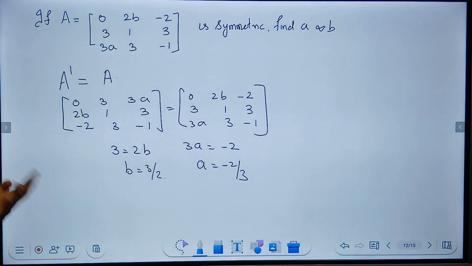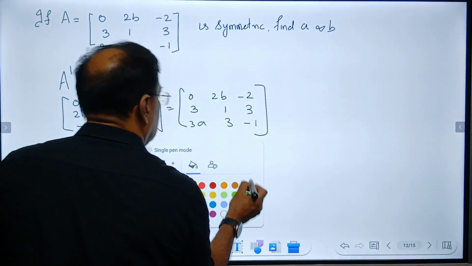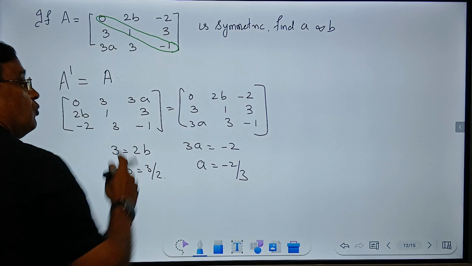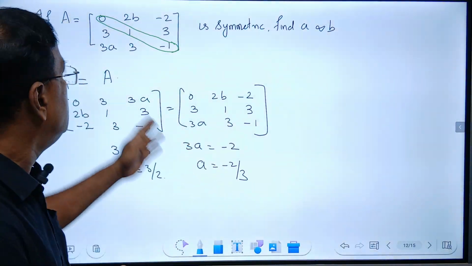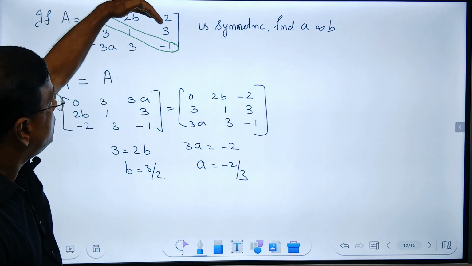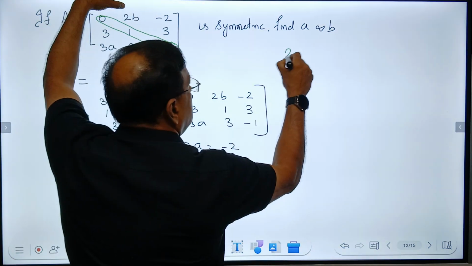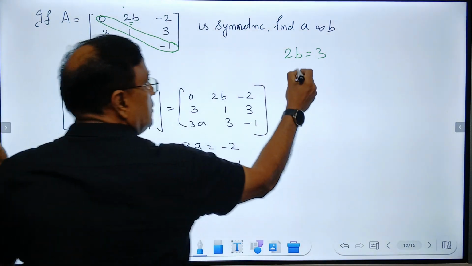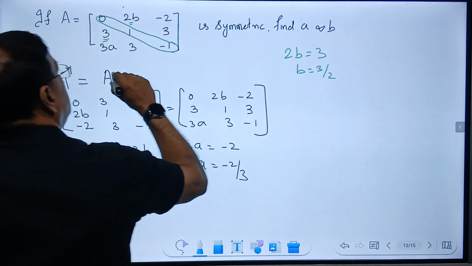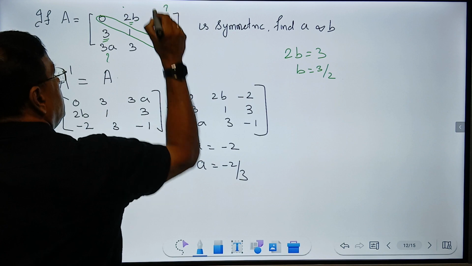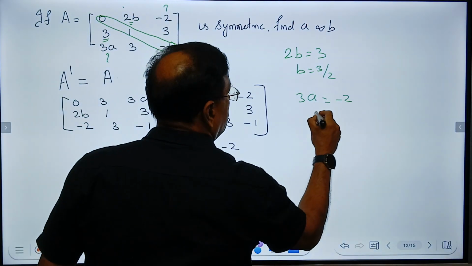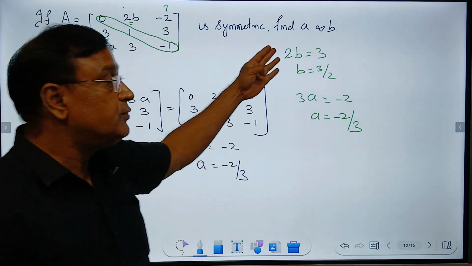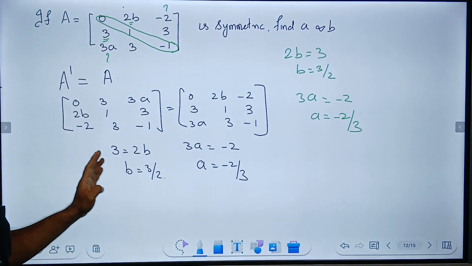This is easy. But the shortcut for this is, you know, for a symmetric matrix, the diagonal acts like a mirror. I have told you this in the previous video. So you can see the images here. So 2B equal to 3, so B equal to 3 by 2. And 3A equal to minus 2, therefore A equal to minus 2 by 3. It can be done like this also. So this way you save a lot of time. Okay, I hope this is clear.